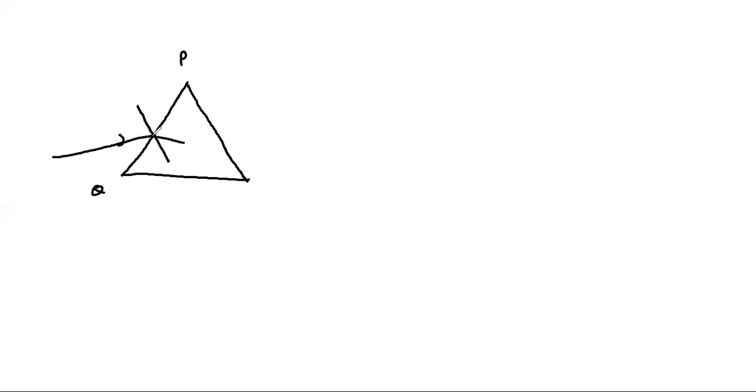Now I am applying Snell's law at the interface PQ. So this is my incident ray, this is my normal, and this is the refracted ray. The angle of incidence is I and the angle of refraction is R. The refractive index of the prism I consider as NP, and the surrounding medium refractive index I consider as NS. Now I am applying Snell's law here.